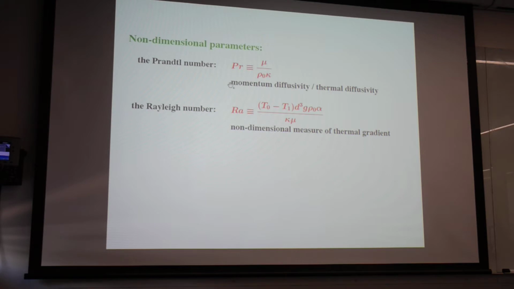parameters. This is a ratio of diffusivities, because viscosity, you can see, is the diffusivity of momentum, and then kappa is the diffusivity of temperature. And the Rayleigh number measures the difference in temperature, basically.